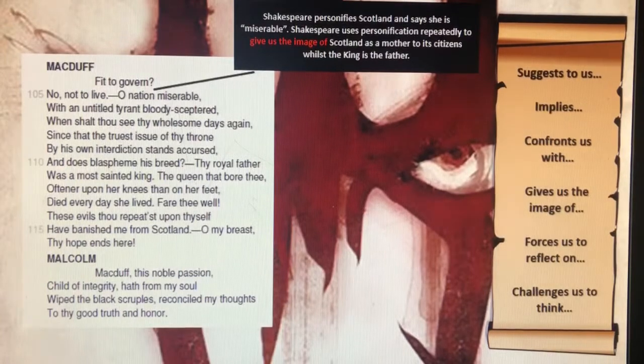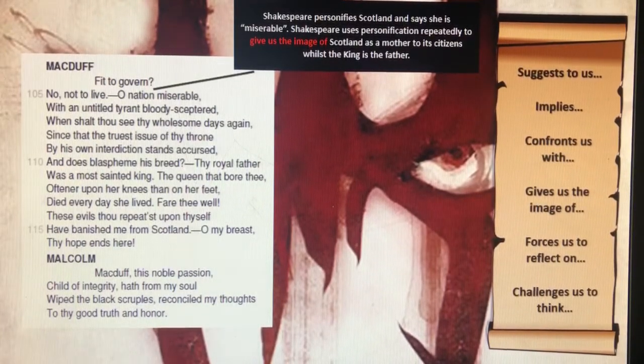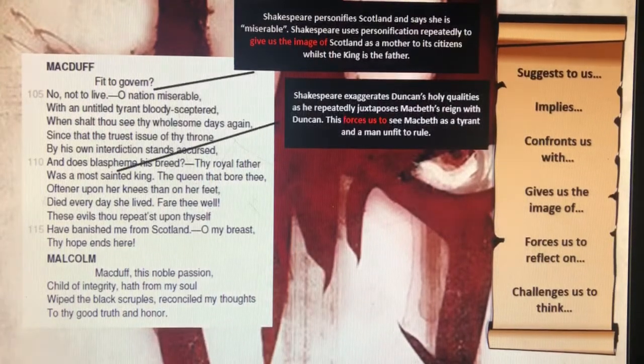Shakespeare personifies Scotland and says she is miserable. Shakespeare uses personification repeatedly to give us the image of Scotland as a mother to its citizens, whilst the king is the father. Shakespeare exaggerates Duncan's holy qualities as he repeatedly juxtaposes Macbeth's reign with Duncan. This forces us to see Macbeth as a tyrant and a man unfit to rule.